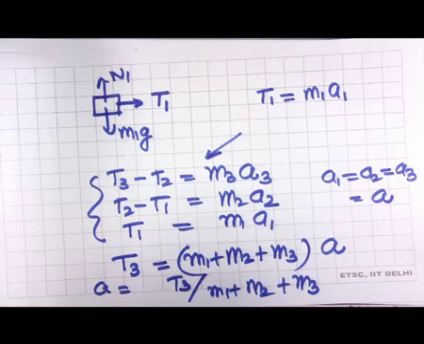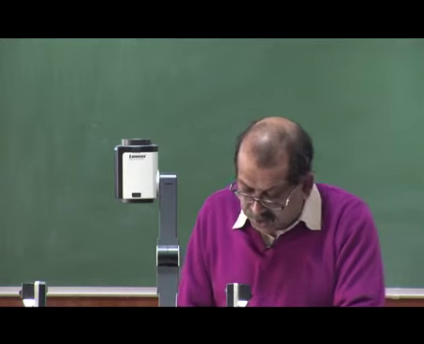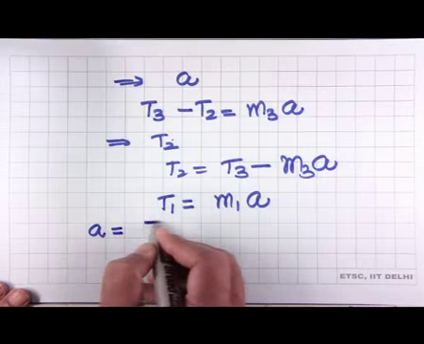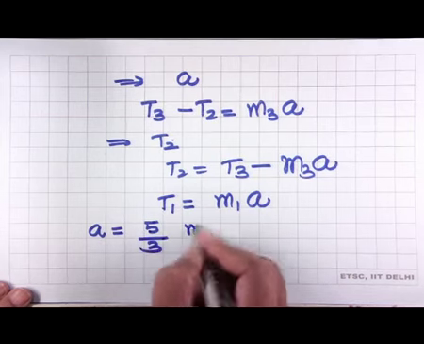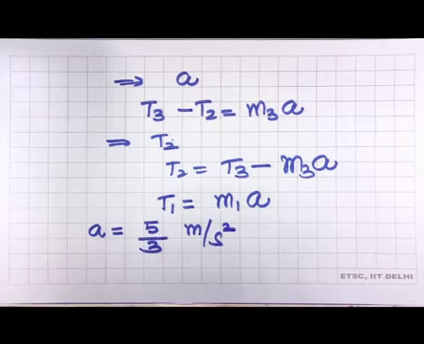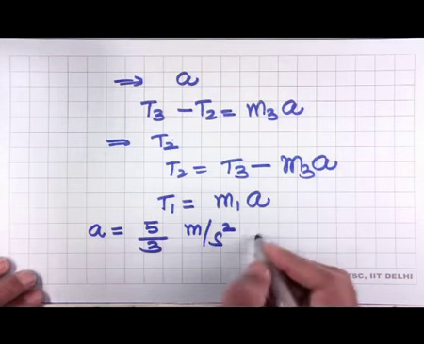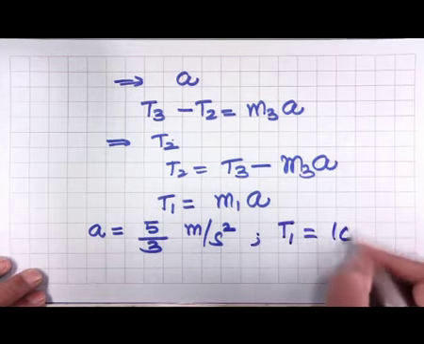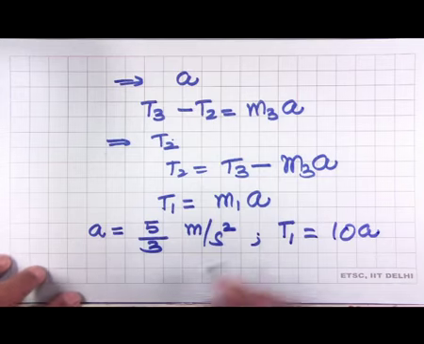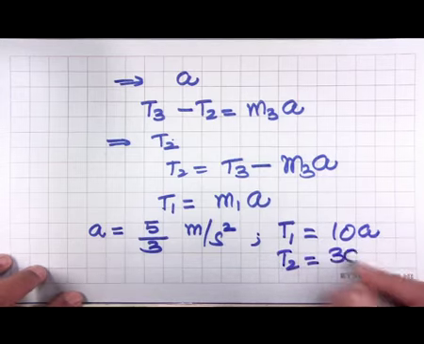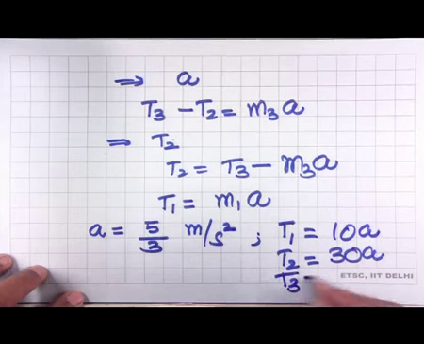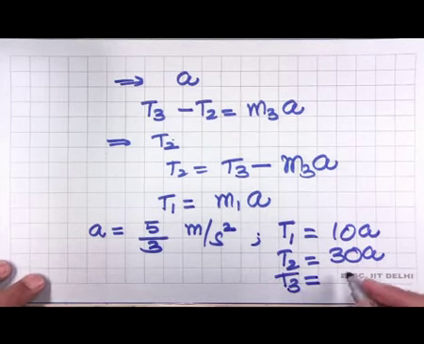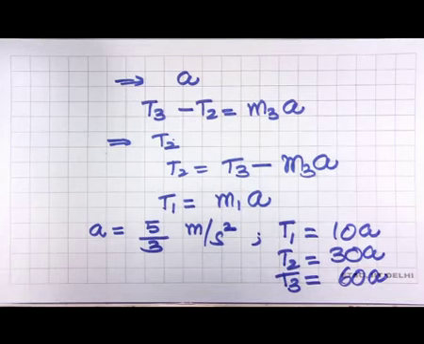When we work out the numbers, acceleration A will turn out to be 5 by 3 meters per second square for the given values of M1, M2 and M3, and T1 turns out to be equal to 10 times A, and T2 turns out to be equal to 30 times A, and T3 works out to be equal to 60 times A.